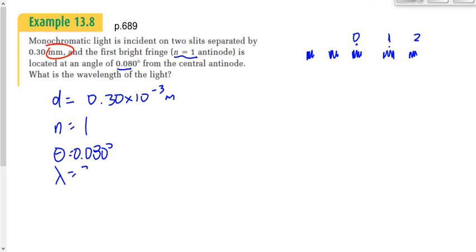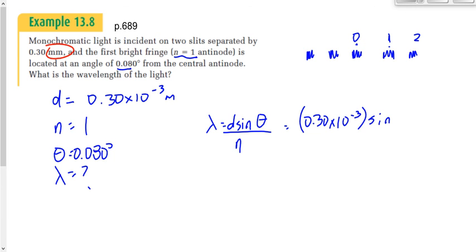And we're looking for the wavelength here. Let's say lambda is equal to d sine theta over n. Pretty straightforward at this point. D is 0.30 times 10 to the minus 3 times sine 0.080, make sure you're in degree mode here, over n. The value you get for lambda here should virtually always be in the range of 10 to the minus 7 meters, because that's visible light. And all these questions you're going to do are going to be visible light.